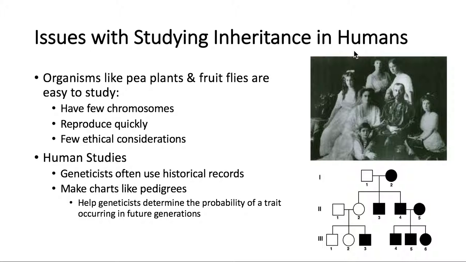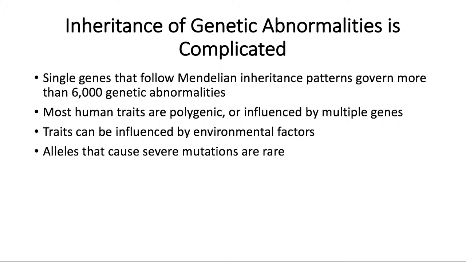Now, geneticists also create little pictures or charts like this. They're called pedigrees, and they allow scientists to see how diseases run in families and make predictions for future generations. And we'll look at pedigrees later. Inheritance of genetic diseases is quite complicated. There's about 6,000 genetic abnormalities in humans that follow a Mendelian inheritance pattern.